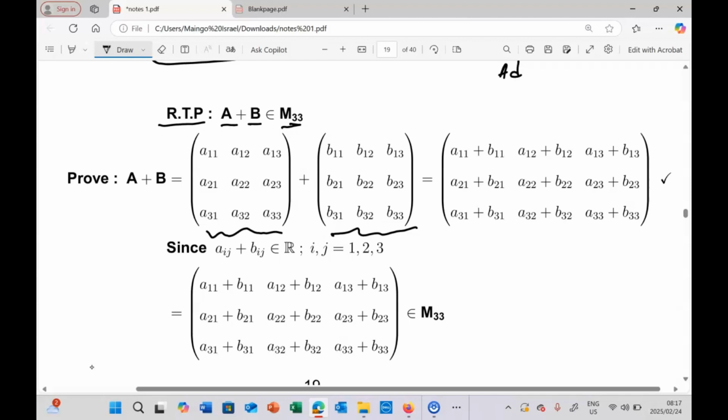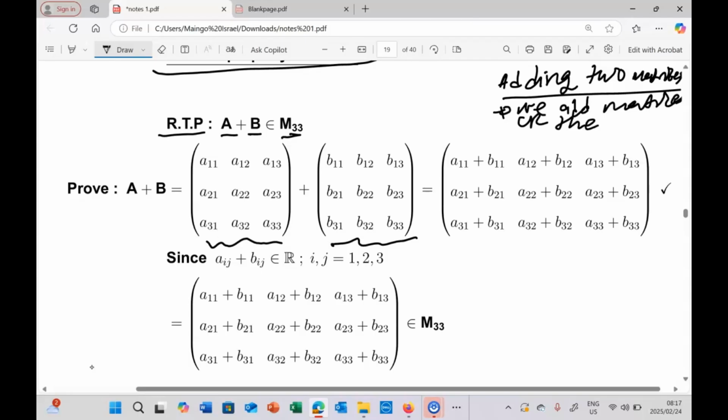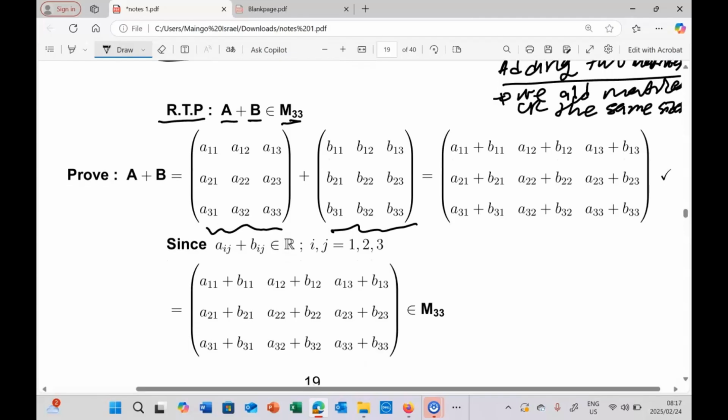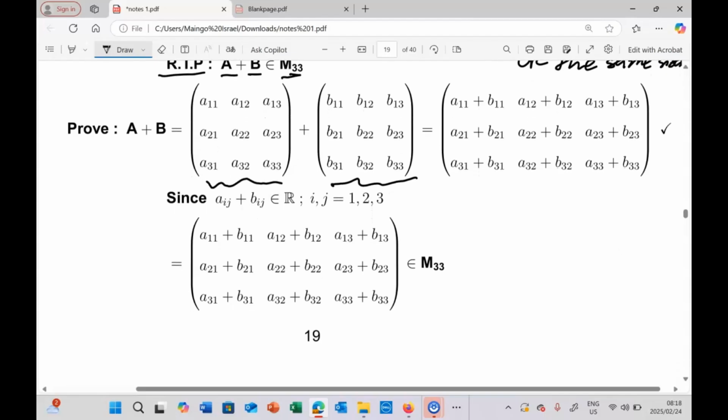Adding two matrices, we add matrices of the same sizes. So that's what happened. That will be square matrices. So now we were adding this and this. We add what we call the corresponding entries. So that's also another property.